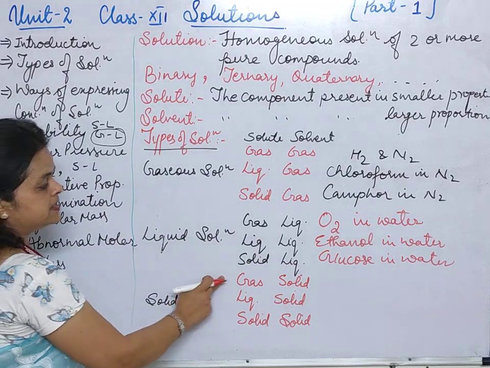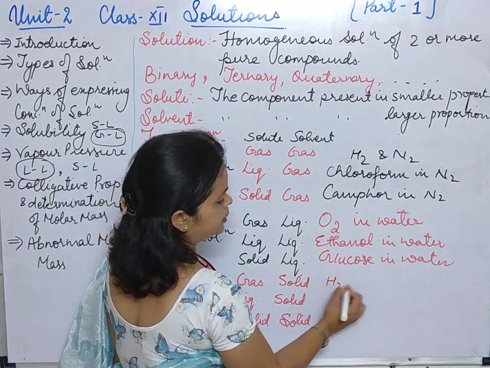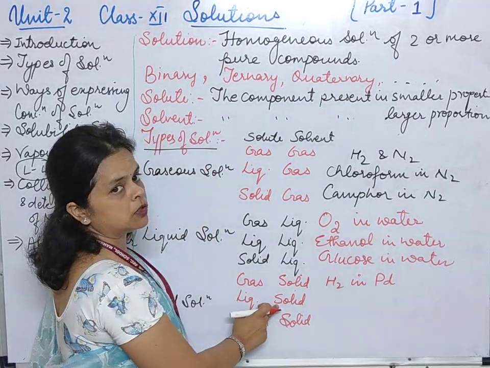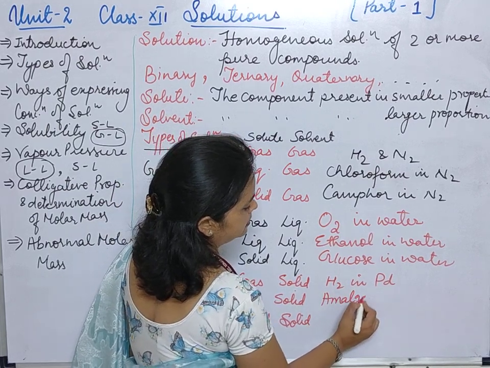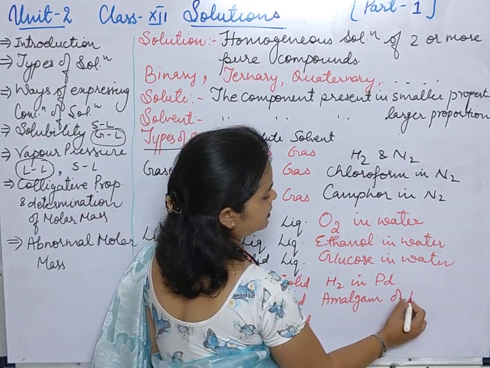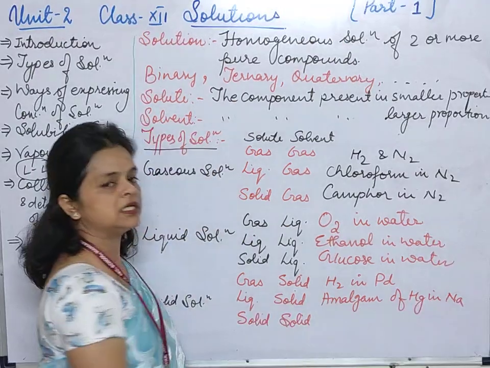Solid solution, gas in solid. Here we can take the example of a mixture of hydrogen in palladium. Liquid in solid. Here we take the example of amalgam. What are amalgams? Compounds made by mercury. Amalgam of mercury in sodium will constitute this example.